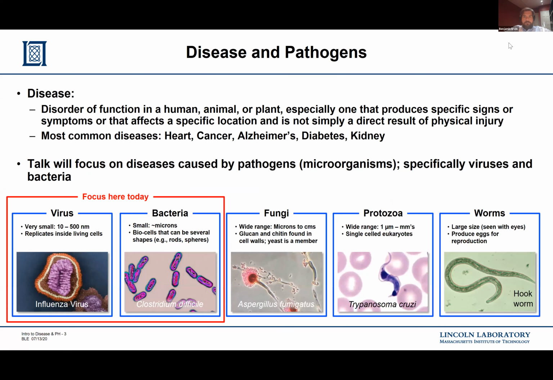All right, so I wanted to talk just briefly about disease and pathogens generally. A disease, the general definition of it, is just a disorder of a function in a human, animal, or plant that results in some sort of a physical injury. So that's very broad. And the most common diseases for humans are heart disease, cancer, Alzheimer's, that sort of thing.